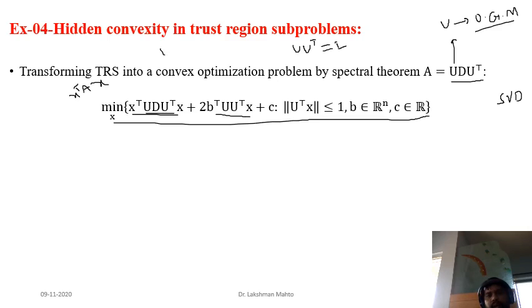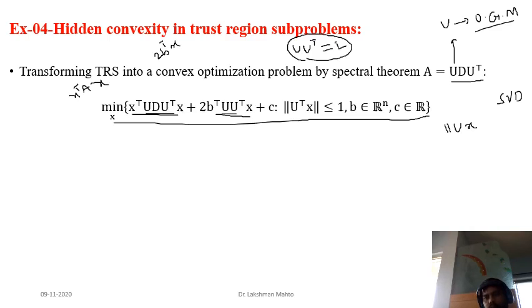That means this quadratic form is taking X transpose U D U transpose X. Now coming to this linear factor. In the objective function we had just twice B transpose X. Then how is U into U transpose coming? I mentioned that U into U transpose happens to be the identity matrix. That's why this term is coming here.